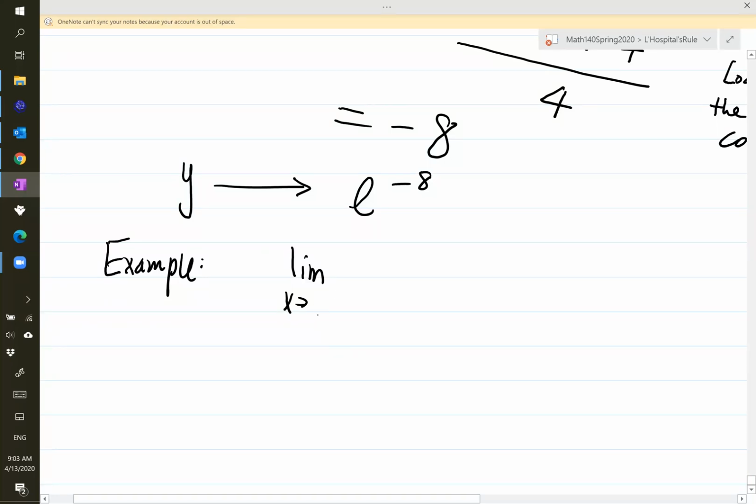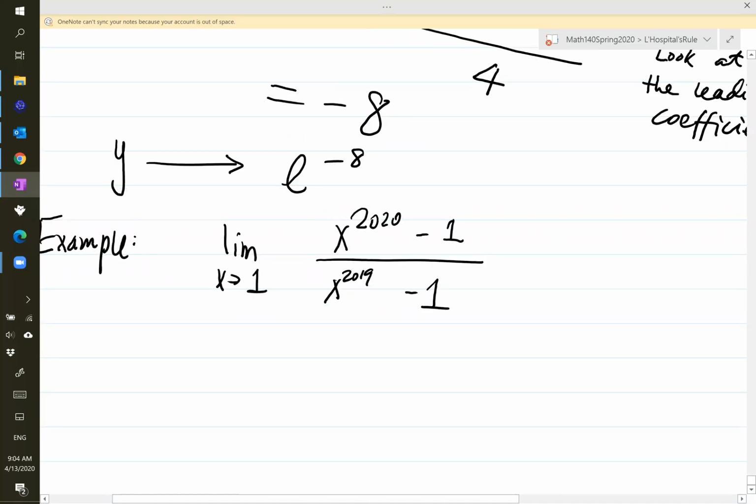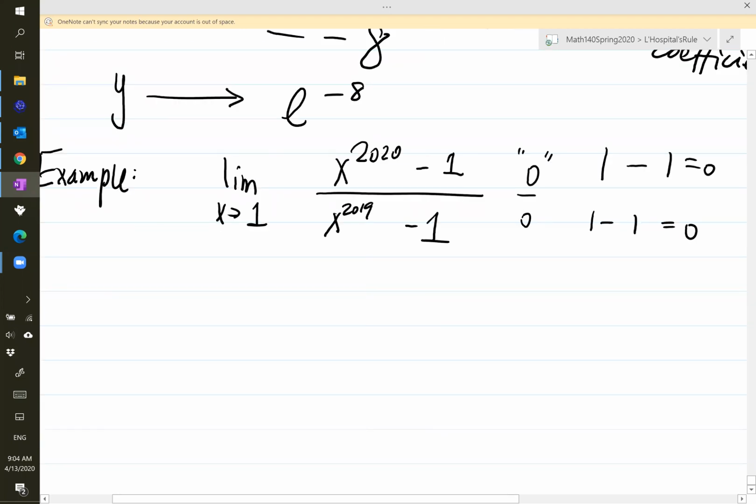The limit as x approaches 1 of (x to the power 2020 minus 1) over (x to the 2019 minus 1). Okay, how do we do this limit? First of all, by direct substitution, the numerator is 1 minus 1 equals 0, and the denominator is 1 minus 1 equals 0. So this is of the type 0 over 0. Then we apply L'Hopital's rule.